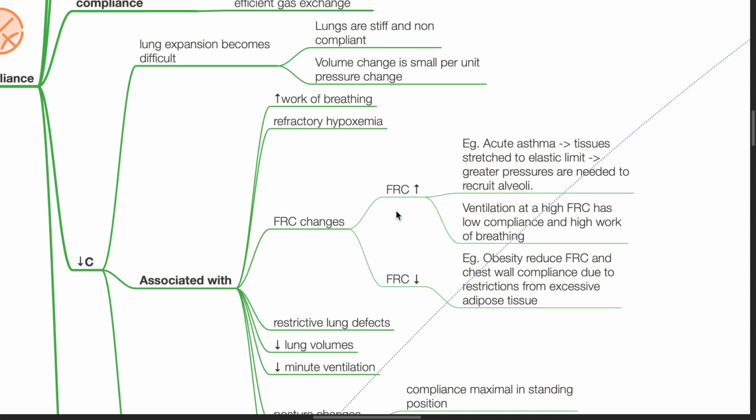Functional residual capacity is increased, for example in acute asthma, where tissues are stretched to their elastic limit, greater pressures are needed to recruit alveoli, and ventilation at a high FRC has low compliance and high work of breathing. FRC can also decrease, such as in obesity, where there is reduced FRC and chest wall compliance due to restrictions from excessive adipose tissue.